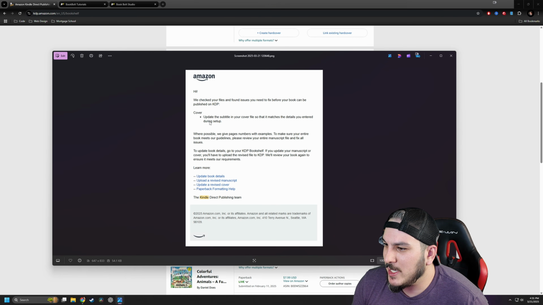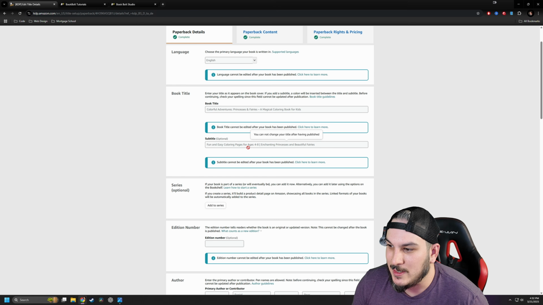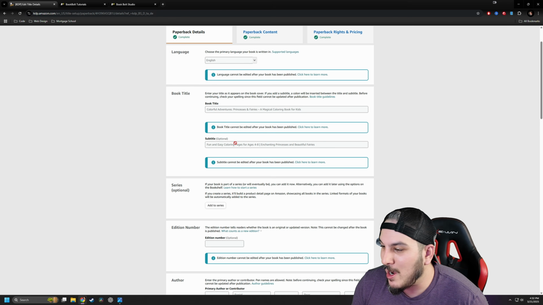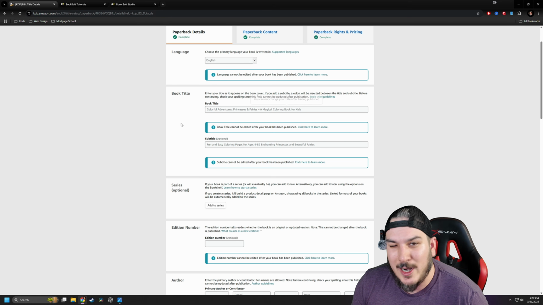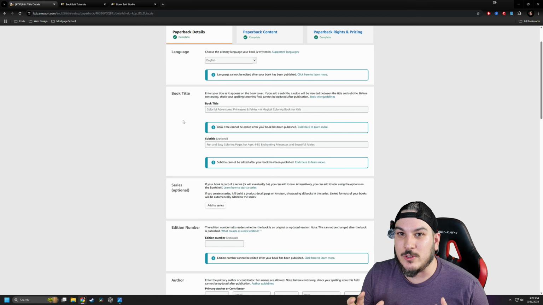So in this one, update the subtitle in your cover file so that it matches the details you entered during setup. I didn't know what this was. I still don't know what this is. But how I fixed this is, as you can see there, I did not put book twice. So we fixed that problem. But another problem was, since I really made this for girls, I added in the title that it's for girls.